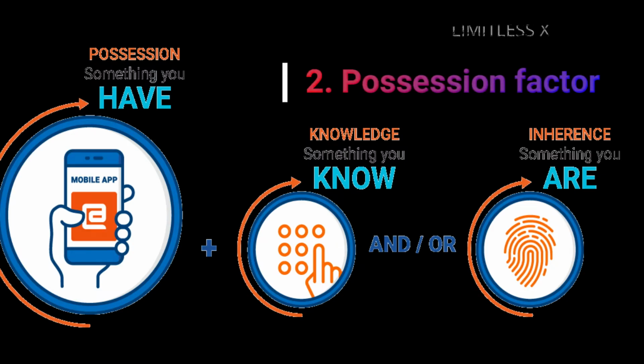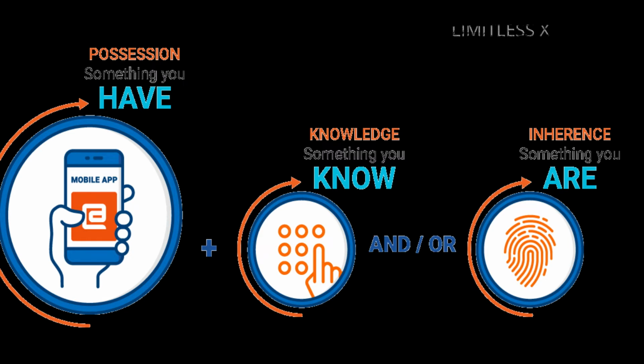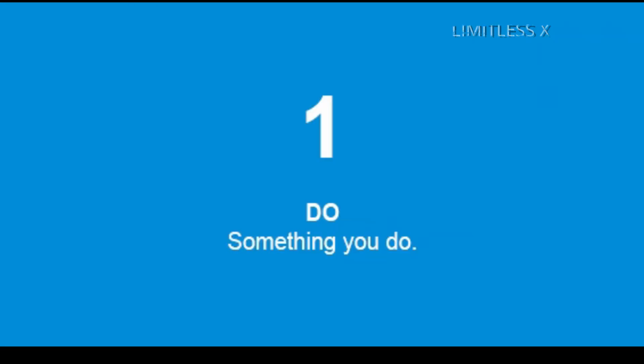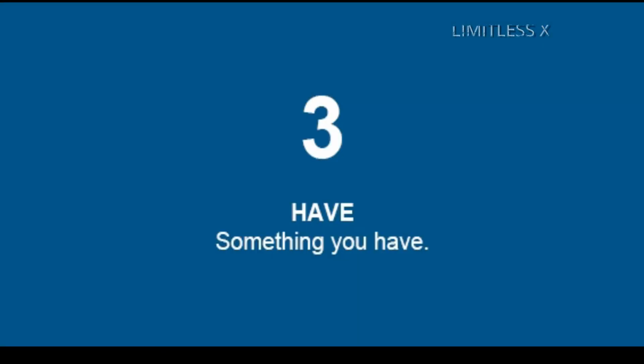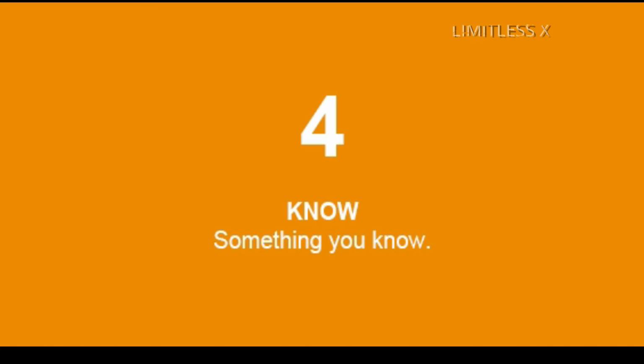2. Possession factor. This is another factor that 2FA authenticators generally rely on as an additional measure to confirm your identity. The possession factor is a factor, or piece of evidence, that only the user possesses. These possessions could either be in the form of a hardware token or a software token.